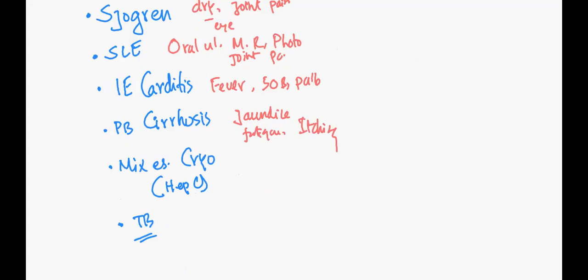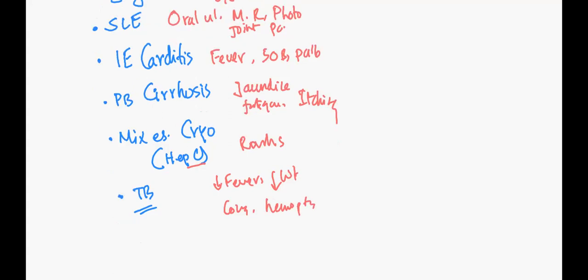For mixed essential cryoglobulinemia, this can be associated with some rashes on the body. For TB, you can have low-grade fever, you can have weight loss, and if it involves your lungs, they can have cough and you can have hemoptysis. And if it involves the spine, this can cause pain, and this can lead to pathological fracture, even features of spinal cord compression. So those are the histories.